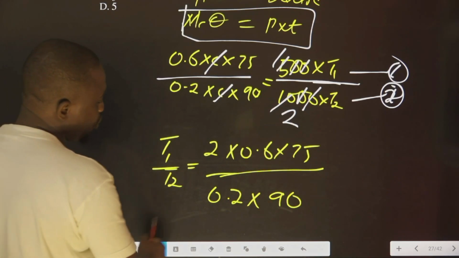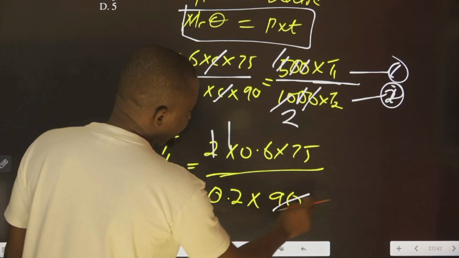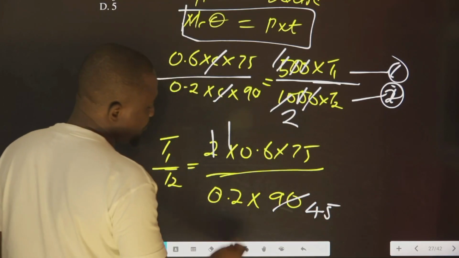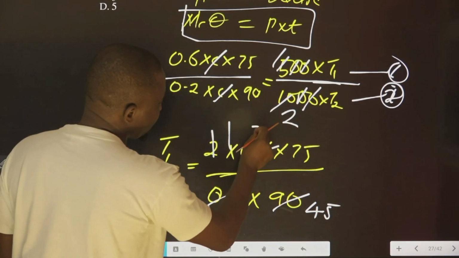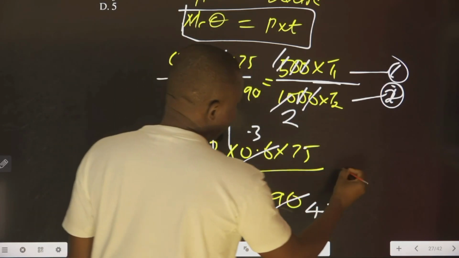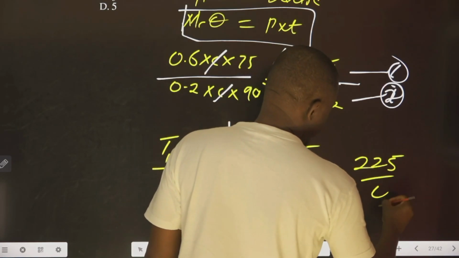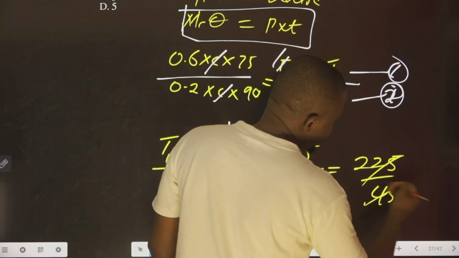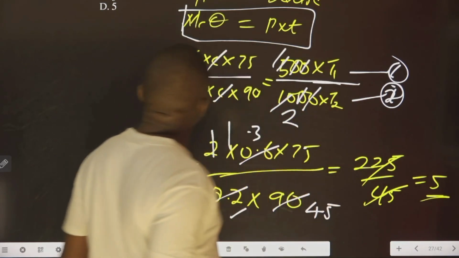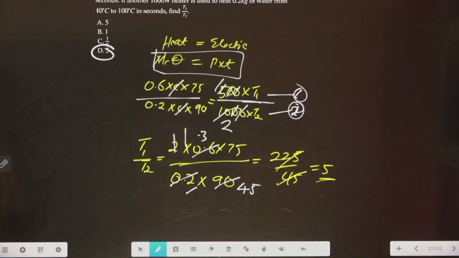90. So now, we can go ahead and solve this out. Here 1, here is 45, okay? You agree with me? Here 1, here is 3. You multiply this now, you agree with me, you're going to have 225, okay? All over 45. So if you divide this now, you're going to get 5, okay? So it means the answer is 5. D is our answer, okay? D is our answer.